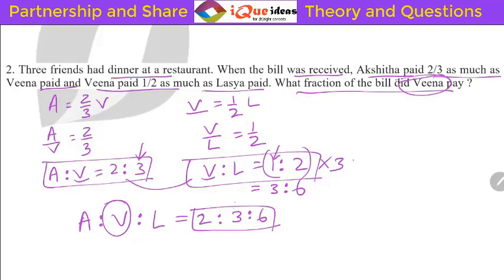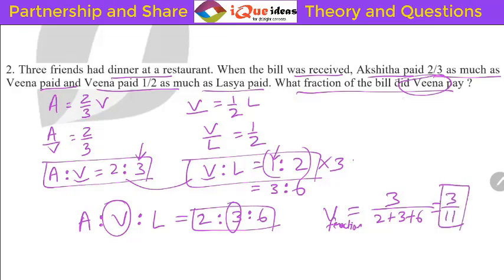V is here 3. So Veena's share, Veena's fraction, will be the value here, 3, divided by the total, 2 plus 3 plus 6. That's it. So it is 3 divided by 2 plus 3, 5, plus 6, 11. So Veena pays 3/11 fraction of the total bill. Okay, so this was a direct question, not directly related to the concept that we have just done. Let's take the next question that is related to that concept.